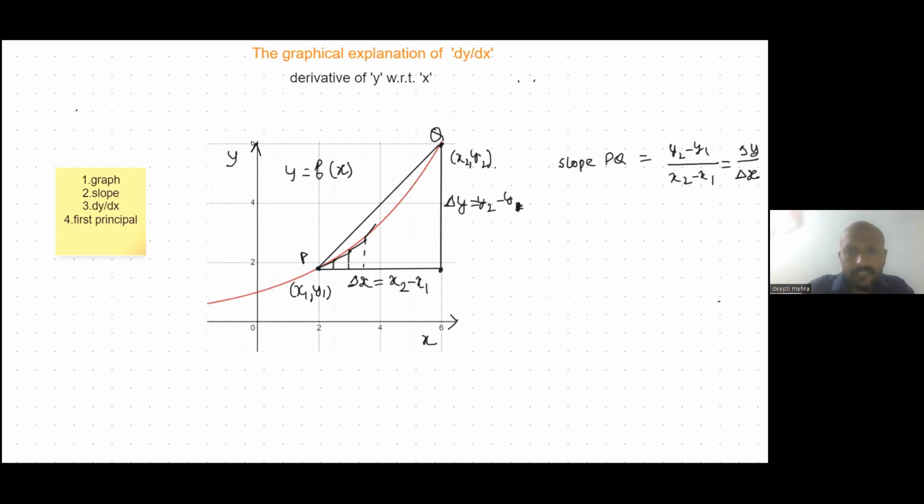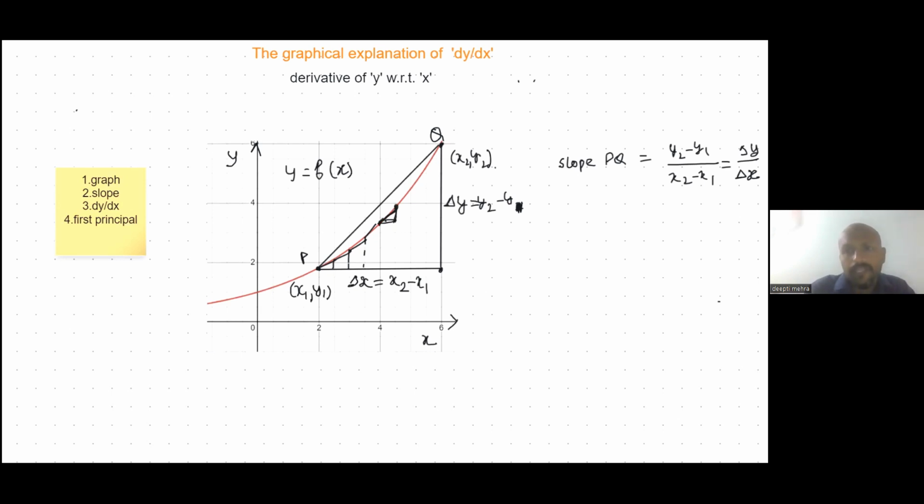There was an error here, it should be y1. Now this is the slope of the line PQ representing change in the function. Now if I keep on reducing this distance x2 minus x1, what will happen? Let's say I reduce it to these two points. My delta y, the change in y, will also reduce with respect to x.